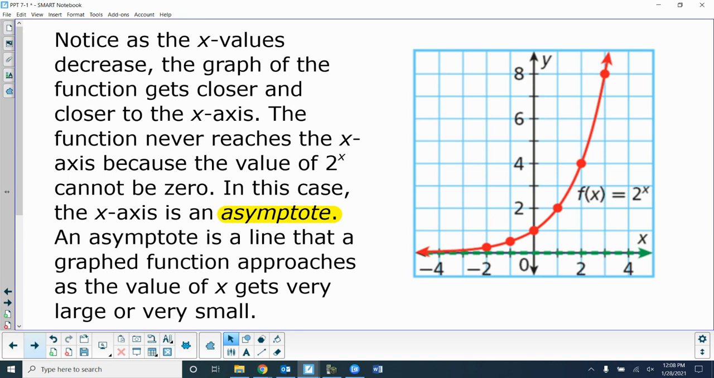It's like a boundary. And for a while, that's all you'll see about asymptotes. It's just that definition, this introduction to it. Okay, we'll talk about it later on as we get further on in the year.